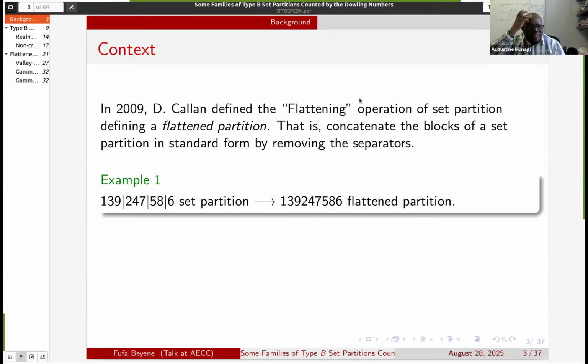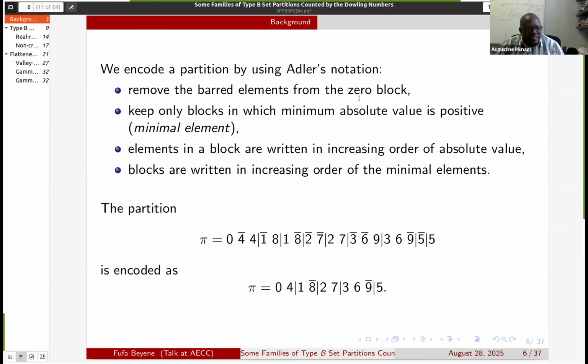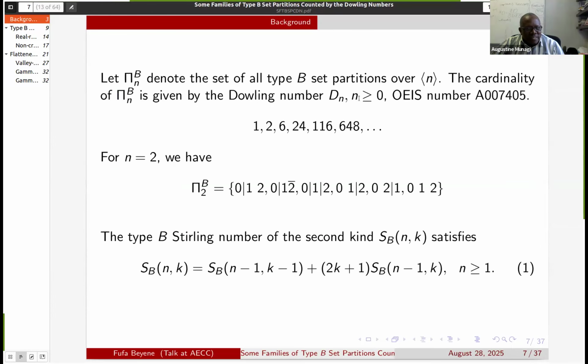If I may ask a quick question. Yes, go ahead. Hi, Fufa. Hello. The sequence of Dowling numbers. Now you have shown that apparently the merging-free type B set partitions have the same sequence. Right? Yes.